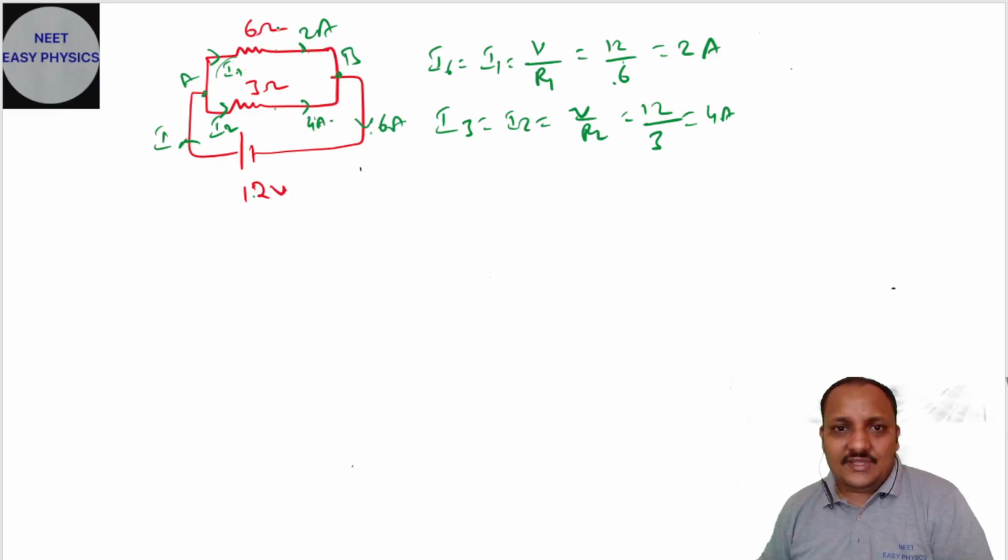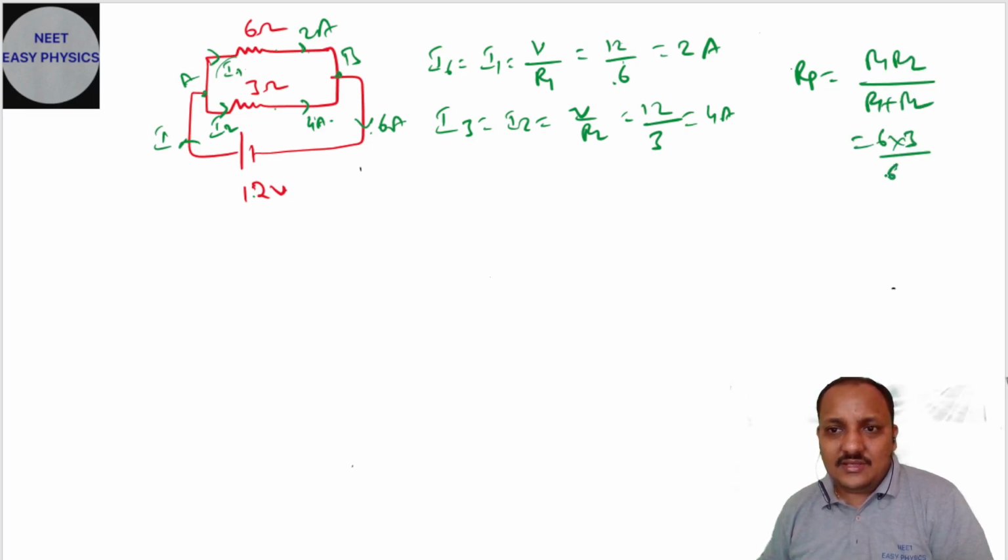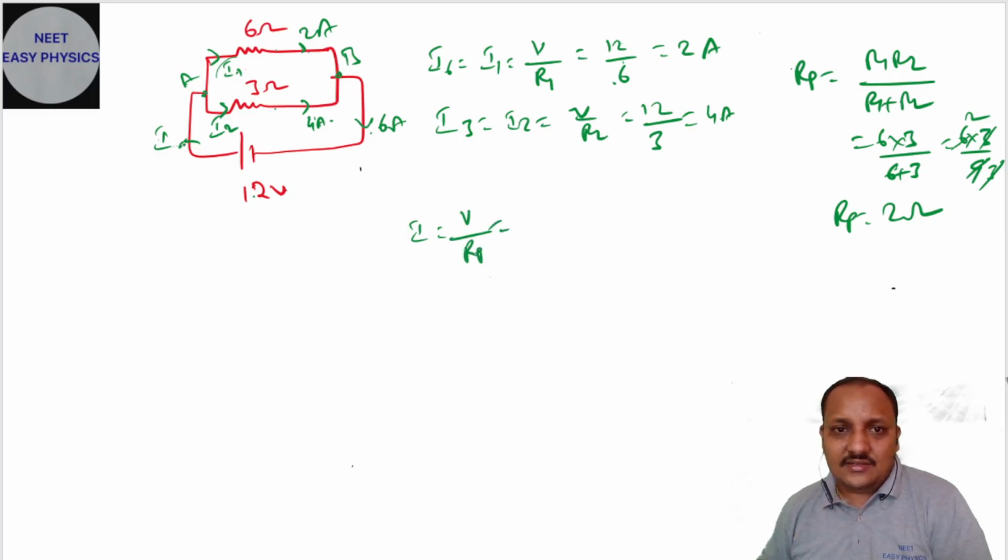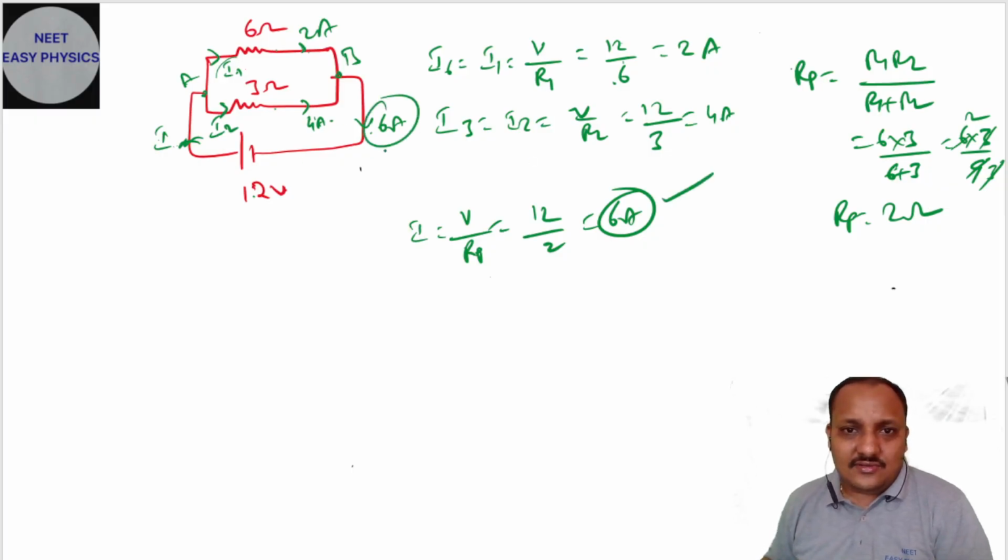You can find effective resistance also. What is the effective resistance? RP is equal to R1 R2 by R1 plus R2. 6 into 3 by 6 plus 3. 6 into 3 by 9. So resultant resistance is 2 ohm. Therefore, effective current is V by RT. Total current in the circuit, 12 by 2, 6 amperes. Same answer we got, 6 amperes. So like this also you can do.